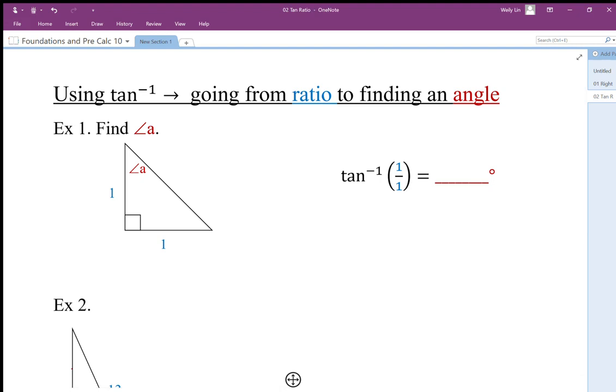So if tan goes from angle to ratio, the inverse does the opposite, or goes from ratio to angle. And that function can be found on your calculator as well. And that one is the tan with the little -1. That little -1 in math indicates inverse when we talk about functions. In this case, it's not an exponent.